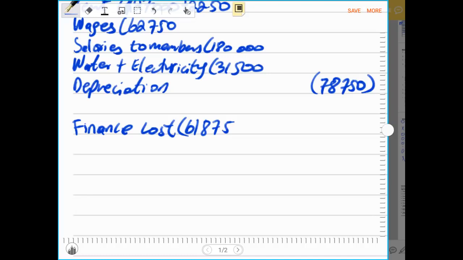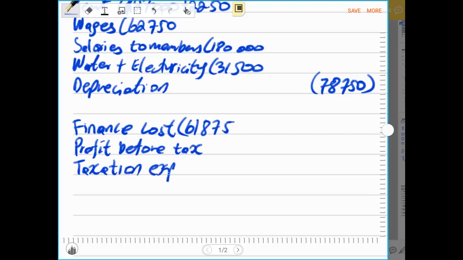Then we will get to the profit before tax. After that we have to subtract the taxation expense, and our taxation expense will definitely have to be negative, just as our finance cost will have to be negative. Then we get to profit for the period.